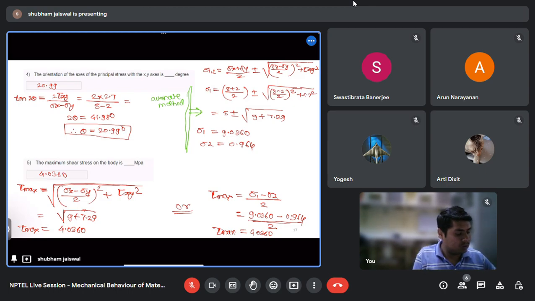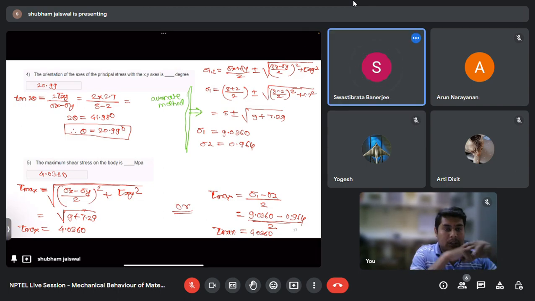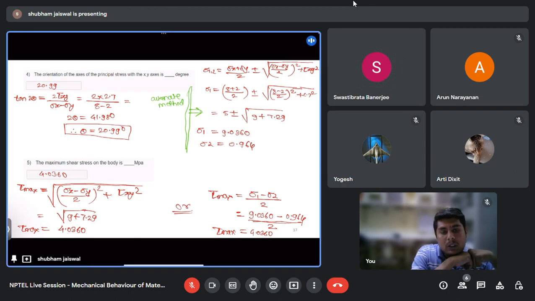So now the next question. Sir, for 3D or without plane stress condition, what would be the tau max? So it will be the difference between sigma 1 minus sigma 2 by 2, or sigma 2 minus sigma 3 by 2, or the other difference, and whichever of these is the maximum, that will be the tau max.